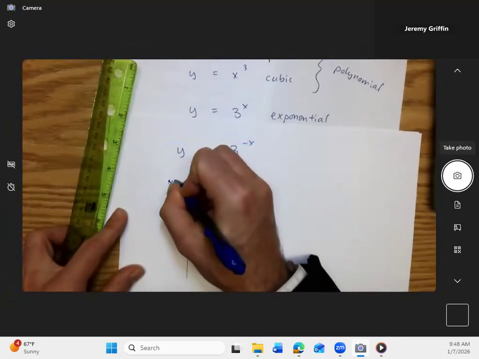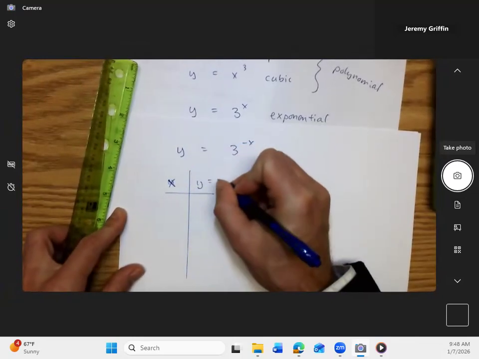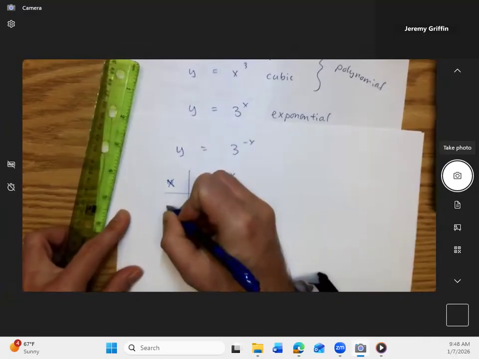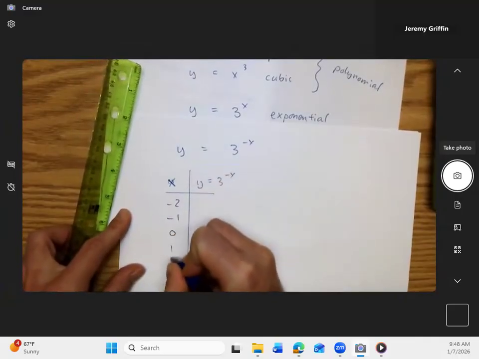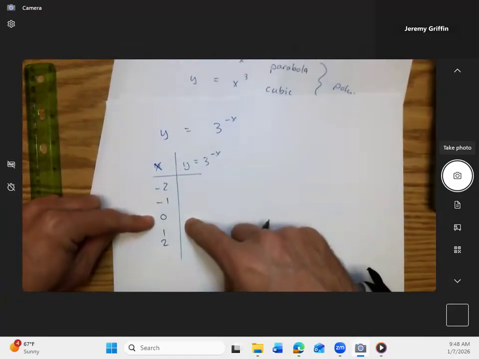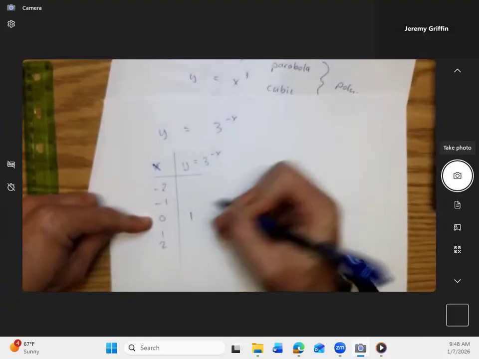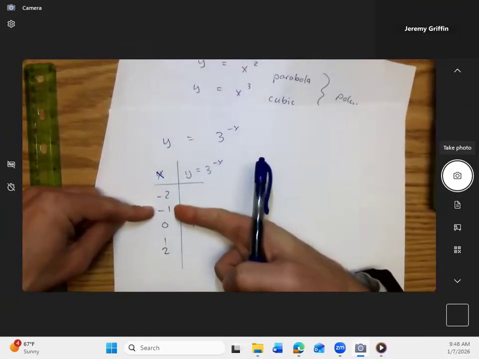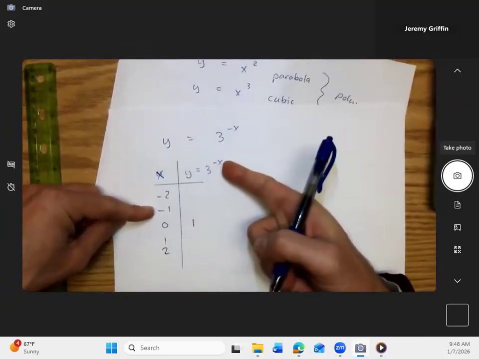So x, and then y, which is 3 to the negative x in this case. Let's go -2, -1, 0, 1, 2. Let's start in the middle. What's 3 to the power of 0? 1. Now, if I plug in -1 for x, what is the negative of -1?